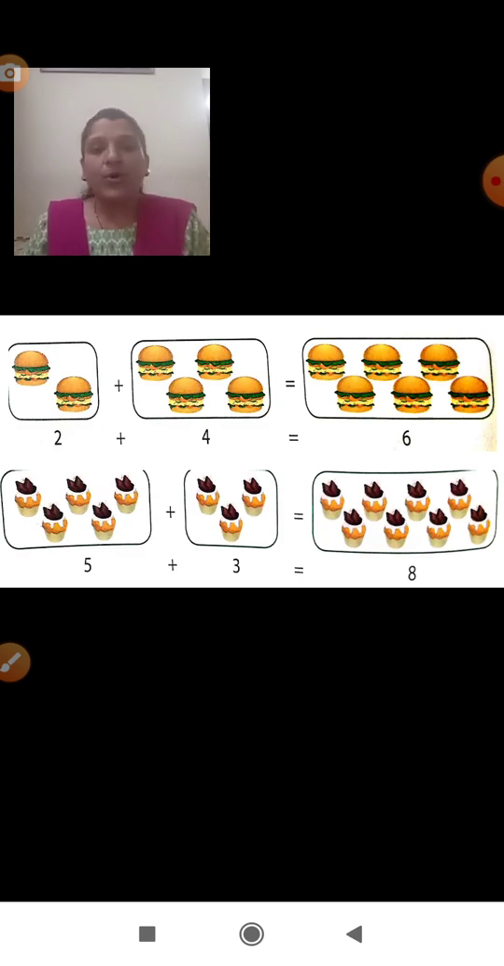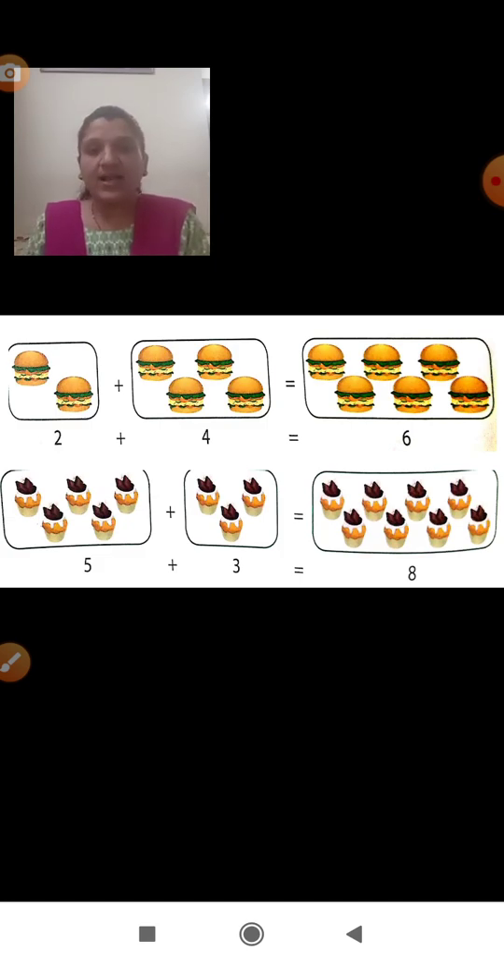Now we will put them together. We will put 2 and 4 burgers together in the third box and we will count them again. Let's count. 1, 2, 3, 4, 5, 6. That means we have added 2 and 4 and together we got 6. That means 2 plus 4 equals 6. Have you got it? Good.